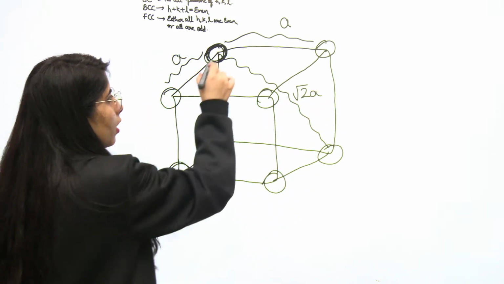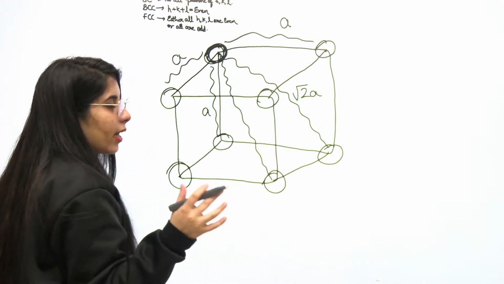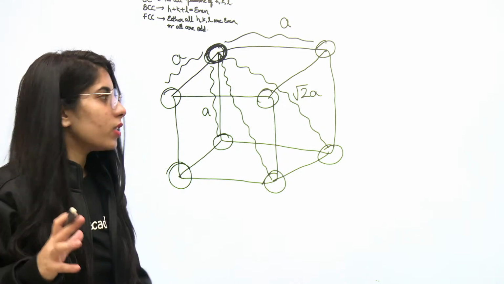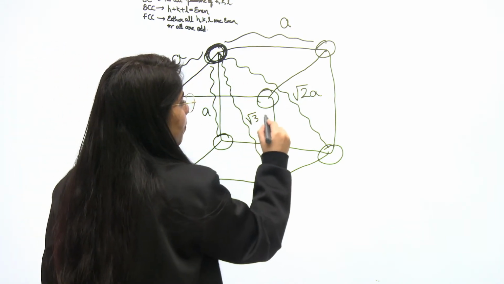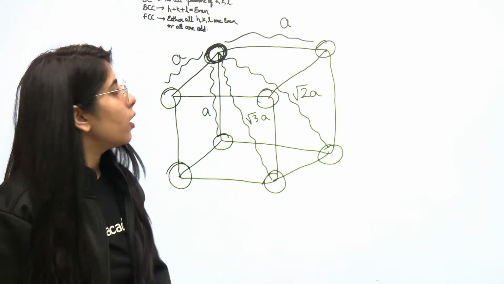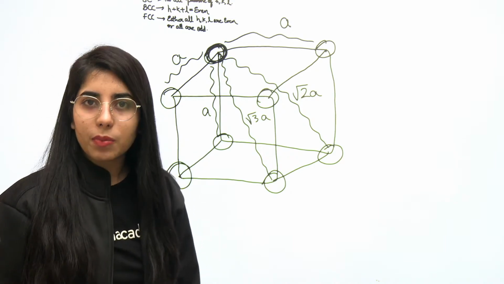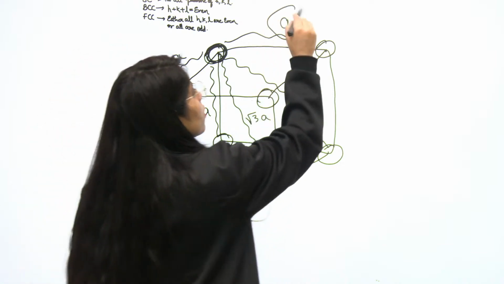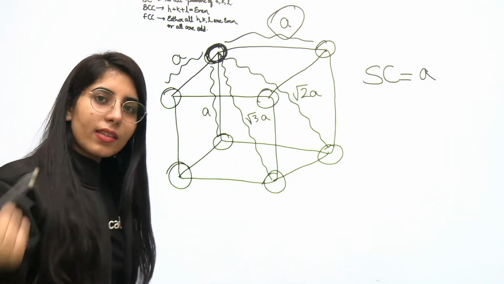The other way: you are moving from one corner to another corner in the opposite direction, in the cube overall, not the face only. Then this distance will be root 3 A. Now, in how many different ways and how many different distances have you observed? A, root 2 A, root 3 A. If somebody asks you to find the nearest neighbor distance, it is the smallest value, A. So for the simple cubic case, the nearest neighbor distance is A.